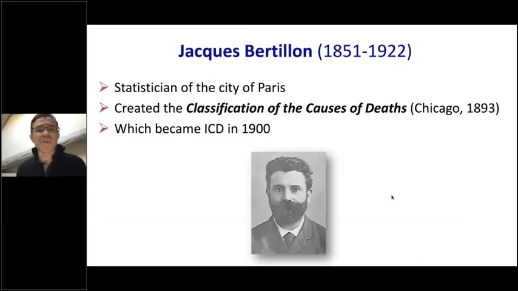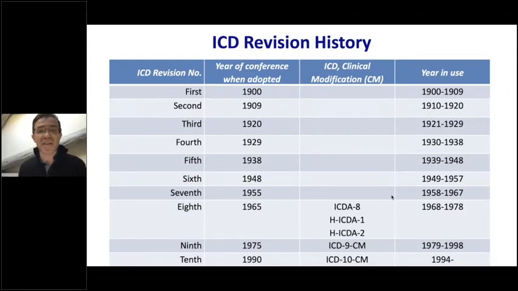Well, let us go back in time and talk a little bit about the founder of the International Classification of Diseases, a statistician of the city of Paris called Jacques Bertillon, who created the classification of causes of deaths that he presented in the United States of America at the end of the 19th century and became immediately famous for his classification. So famous that the first international classification actually started in 1900. You can see on this slide that many other versions have been developed over the years.